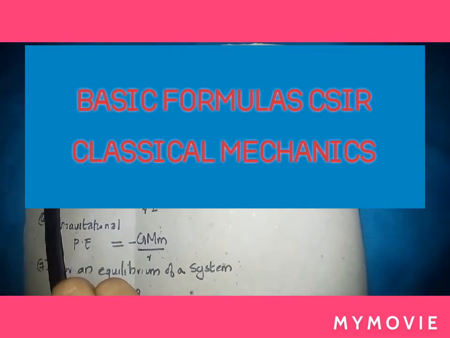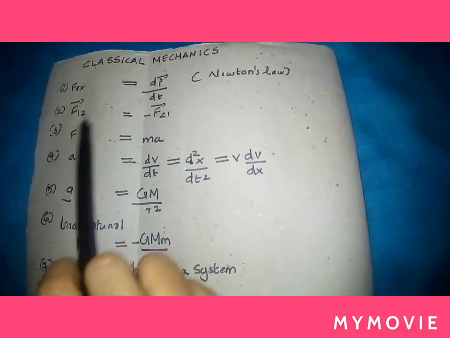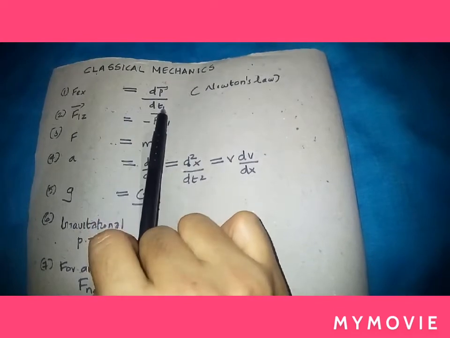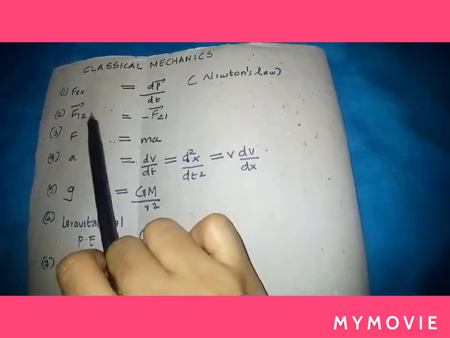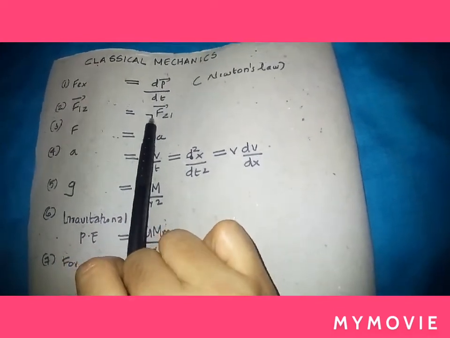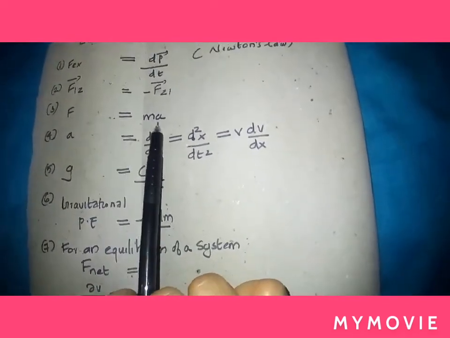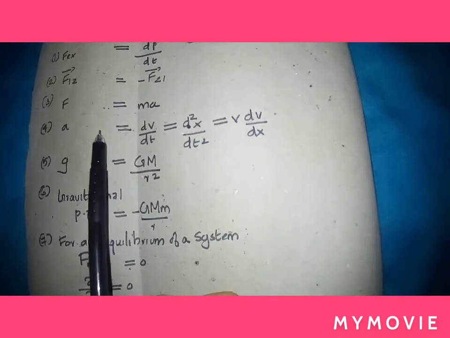Today we are going to study some important equations in classical mechanics. F external is equal to dp by dt, that is the derivative of momentum. F12 is equal to minus F21, that is action is equal to reaction. F is equal to ma, that is mass into acceleration.